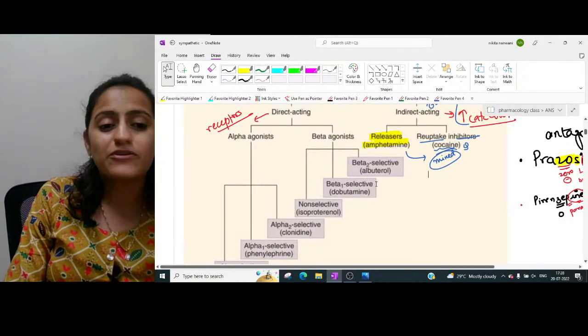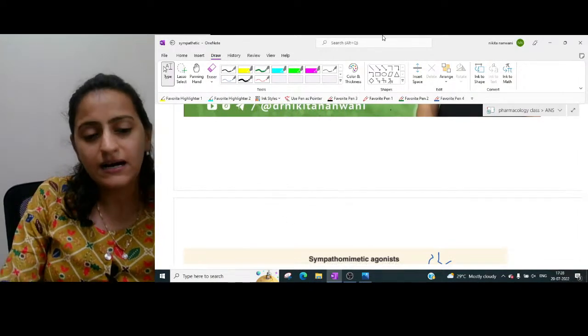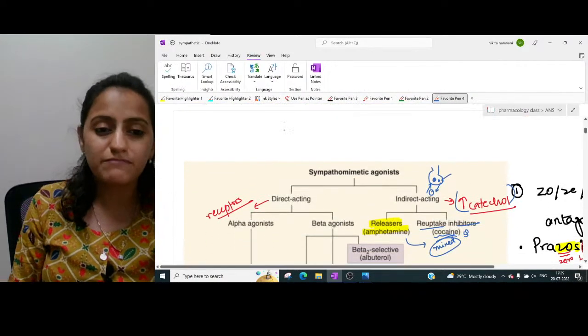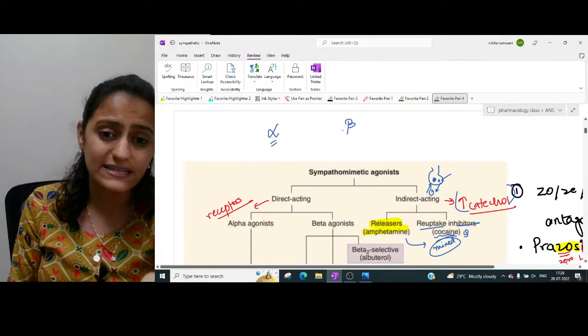Now, direct acting in the sympathetic system, basically we have alpha receptors and beta receptors, which we also discussed in the last class, so I'm not discussing them again in detail.